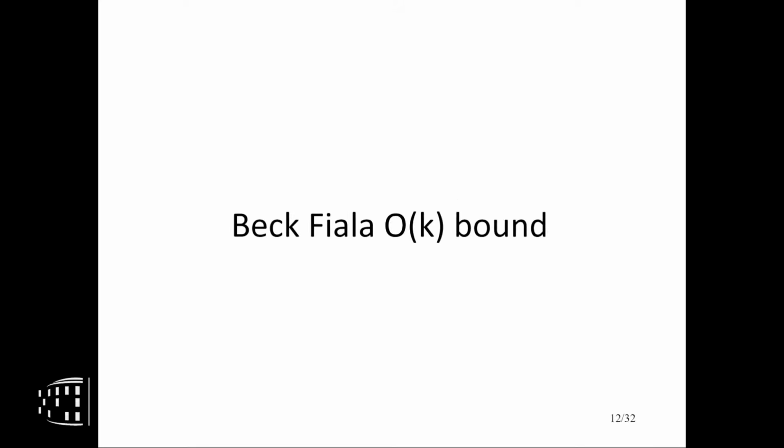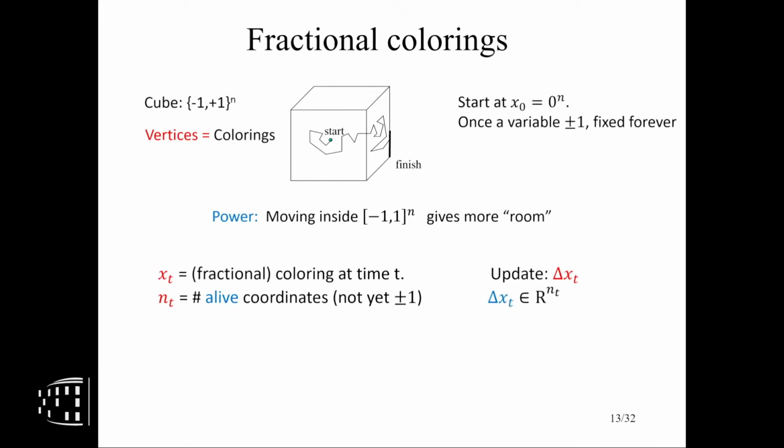So let me spend a couple of minutes showing this proof. Before we do that, one of these amazing ideas of Beck and Fiala was, ultimately we want to get a +1 -1 coloring, but it's useful to think fractionally. Geometrically, here's the view. Imagine you have a +1 -1 cube, where each vertex corresponds to some coloring. I'll start at all 0, so things are perfectly split in half.